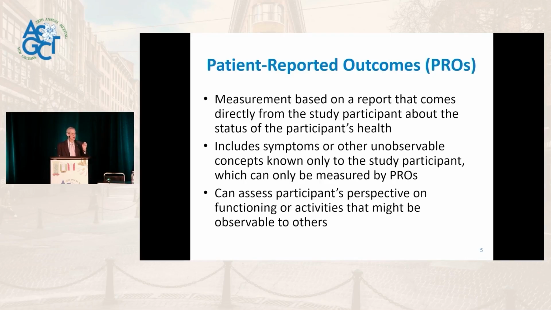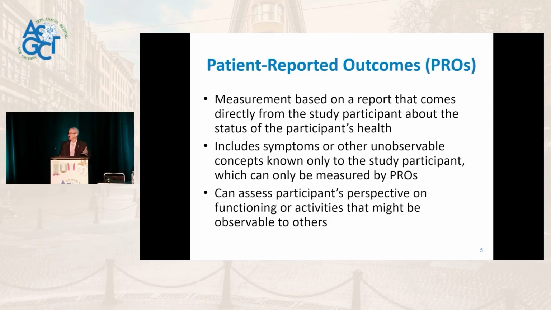patient-reported outcomes. These are measures based on a report that comes directly from the study participant about the patient's health. It includes symptoms or other things that only the patient could know. And sometimes it includes the patient perspective on things that someone else might observe. For example, if a patient is having difficulty walking, well, you could go to the clinic and the clinician could watch the patient walk and say they're having mild difficulty or moderate difficulty, so they could observe.